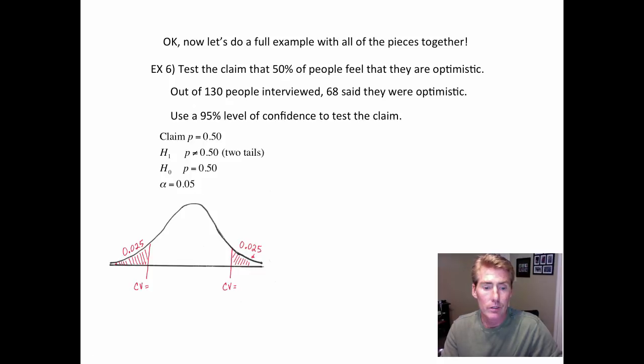So next, draw the picture. Since it's two tails, we're going to have to take this 5% and cut it in half: 2.5% on this side, 2.5% on this side. Next, I would write down the sample data. So out of 130 people, there were 68 that said they were optimistic. You divide those two, and you find out that the sample percentage is 52.3%.